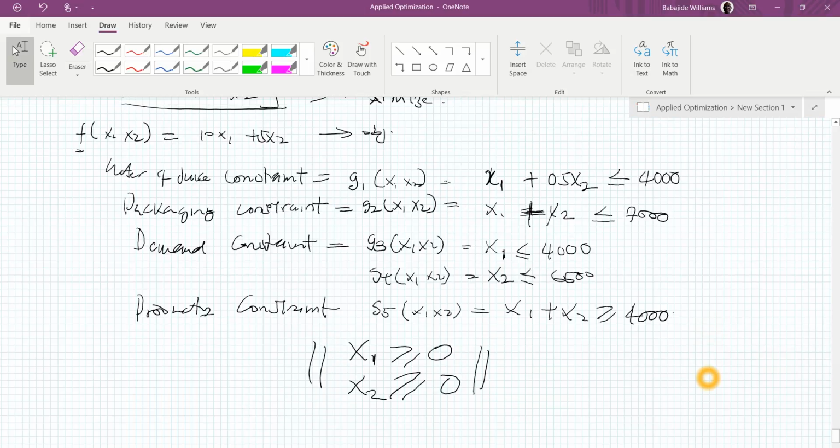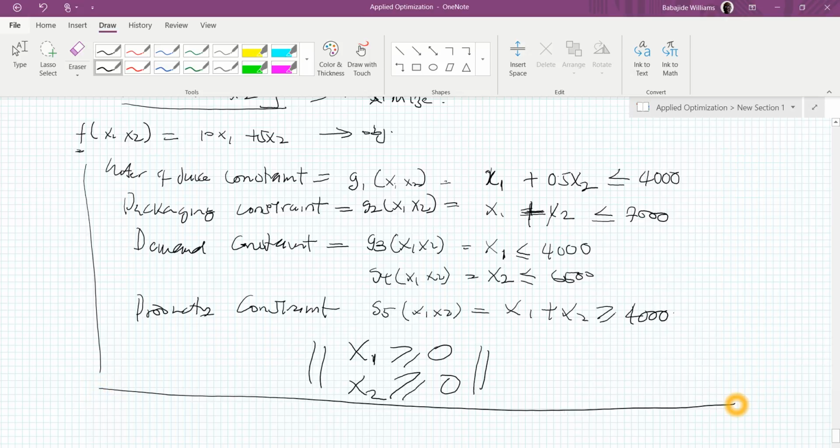And once you set up the equation like this, then we can go to MATLAB to solve them.